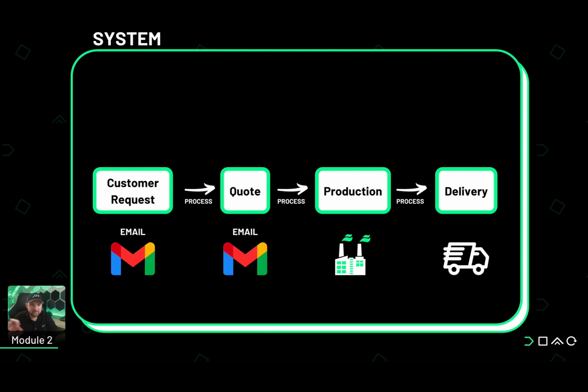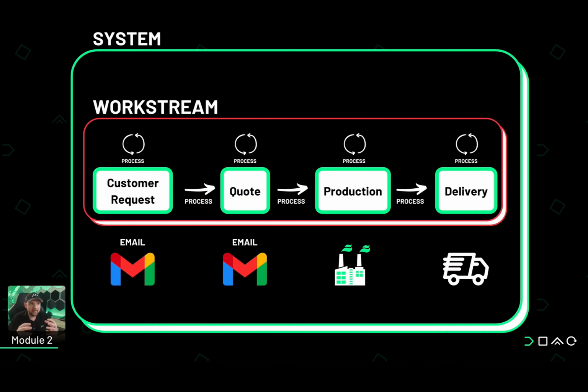So all these steps in between are processes. We get a customer request, so we process the customer request in order to create a quote out of this. Then we send it back, which is also a process. Then they accept the quote. Then we go to production, which is a process, and then we deliver it, which is a process. So all these are processes.